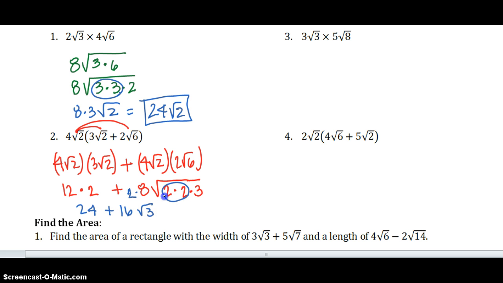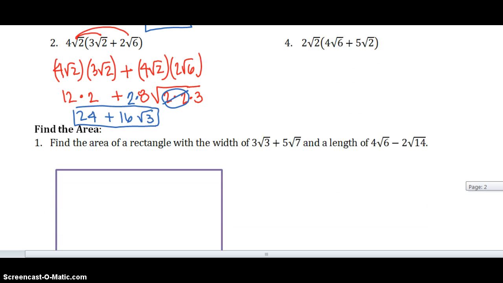Don't forget, when you lasso it out, you need to mark them out so you know you've already put that number here. So 2 times 8 is 16 on the square root of 3. And because this term does not have a square root, that is as simplified as I can write that expression. I'm going to leave 4 for you on your own. Let's look at the geometry.